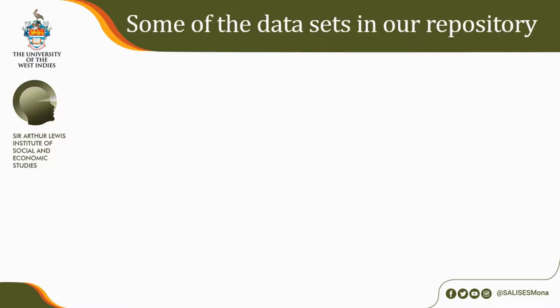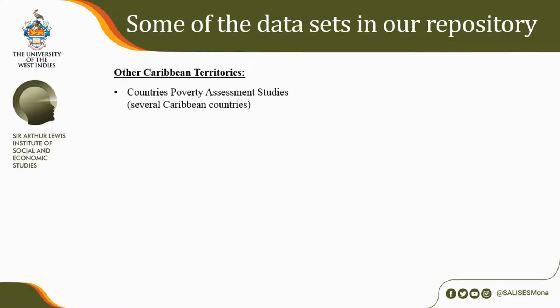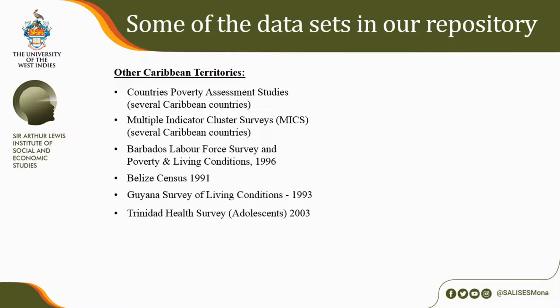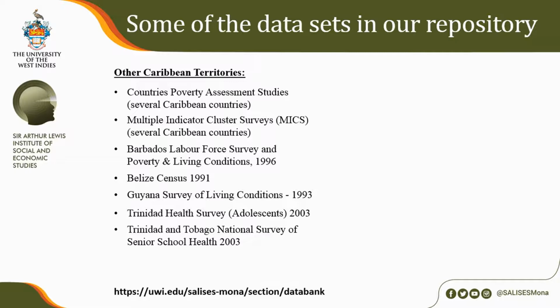Some of the data sets available for other Caribbean territories are the Poverty Assessment Studies, the Multiple Indicator Cluster Surveys, Barbados Labor Force Survey and Poverty and Living Conditions, Belize 1991 Census, Guyana Survey of Living Conditions, Trinidad Health Survey, and Trinidad and Tobago National Survey of Senior School Health. For a complete listing of other available datasets, please visit the Databank website link provided on the screen.